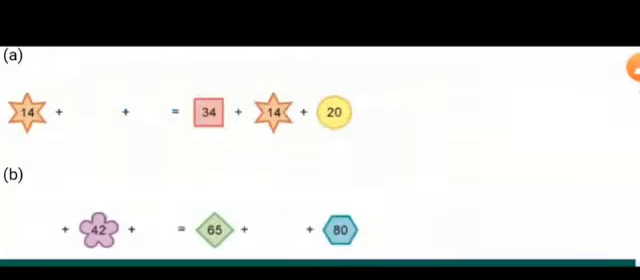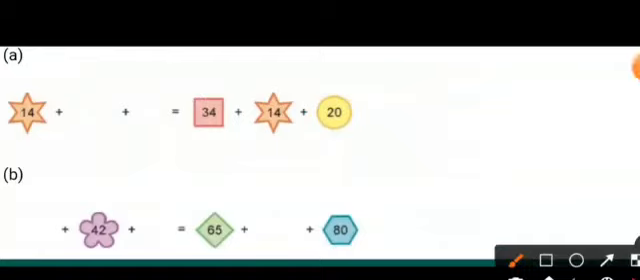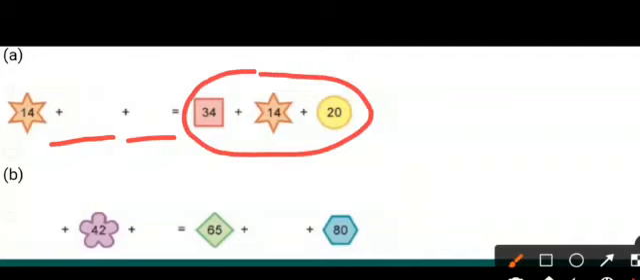Let us solve this question, in which two blanks are given that we have to fill. We can see that at the right hand side there are three numbers given. So here we have to write down 34 plus 20, as 14 is already written here.